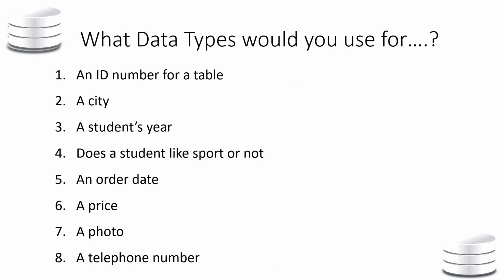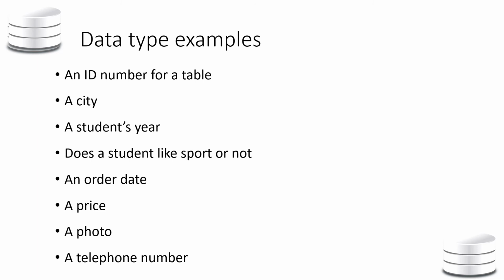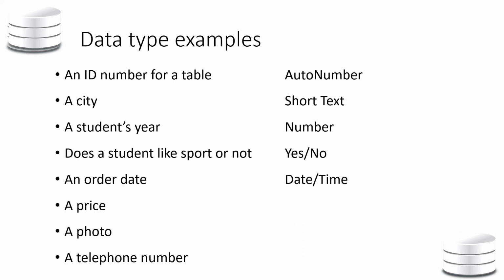So here are some examples to practice on. And if you want to pause the video now and think about it, I'm going to give you the answers on the next slide. An ID number for a table would be an auto number. A city is short text. A student's year or grade would be a number. Does a student like sport or not is a yes/no field. An order date is a date time. A price is a number. A photo, OLE object, and a telephone number is short text.